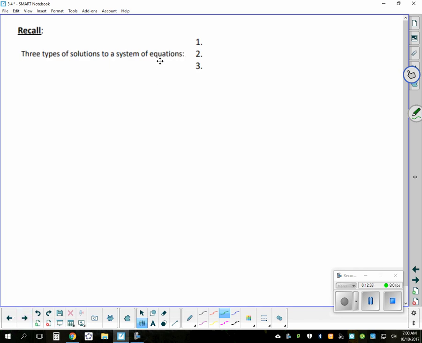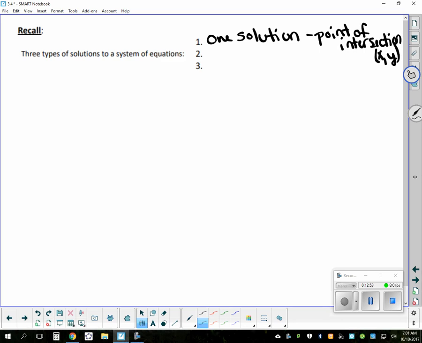Remember, there are 3 types of solutions to a system of equations. The first one is one solution. That one solution is the point of intersection. It's the point that the two lines would have in common. It must be given as an ordered pair.